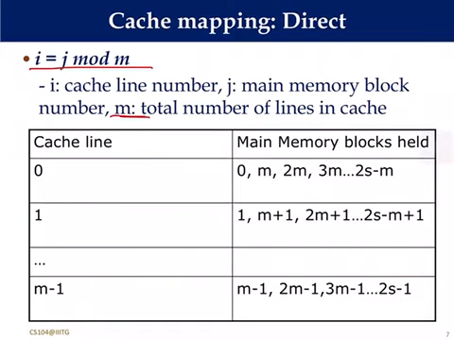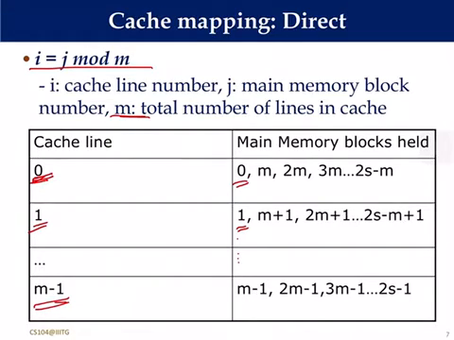If that is the case, you'll see that cache line 0 will be associated with main memory block 0, cache line 1 with main memory block 1, and so on and so forth. Once you reach the last line in the cache, the next one will be associated again with cache line 0.